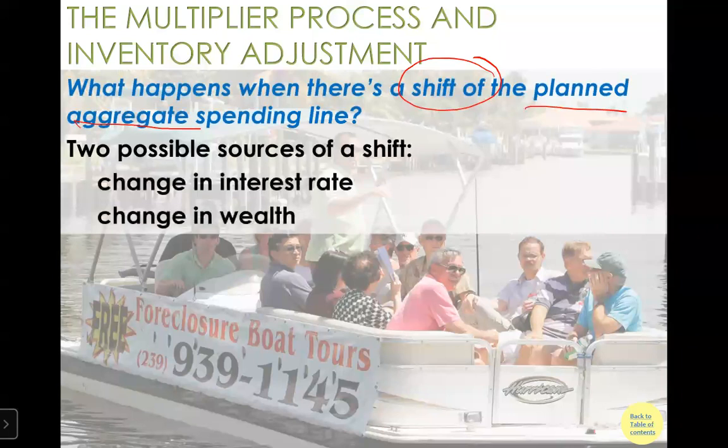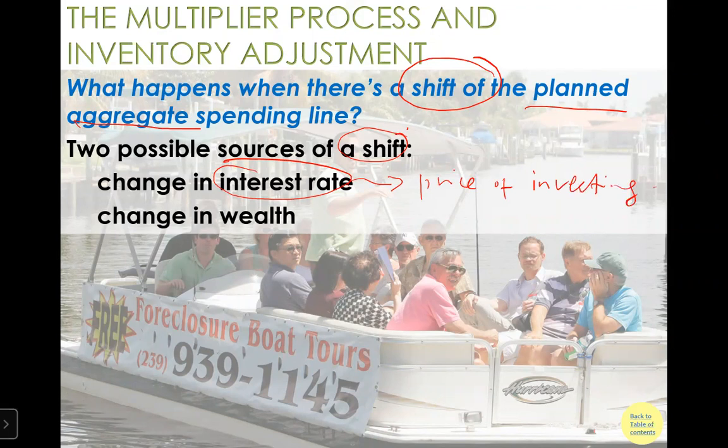There are two possible sources of a shift. Of course, there are other sources, but here let's just focus on two of them. Number one, there's a change in interest rate. Interest rate is just the price of investing. Think about using a mortgage to buy a house, or taking a loan to buy a car.